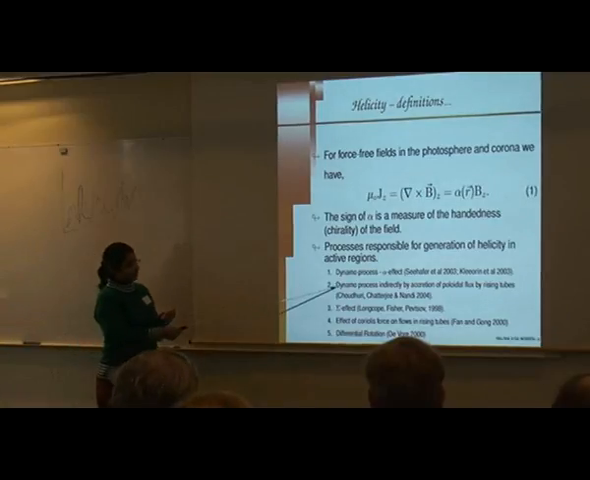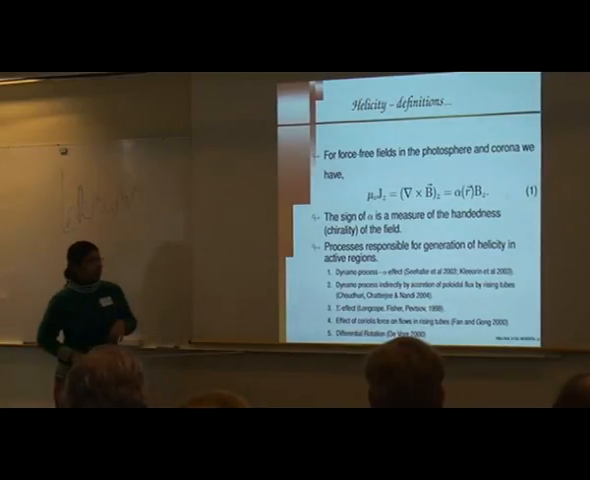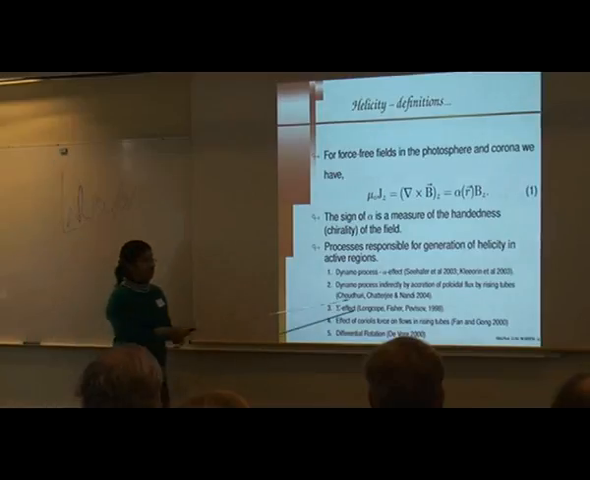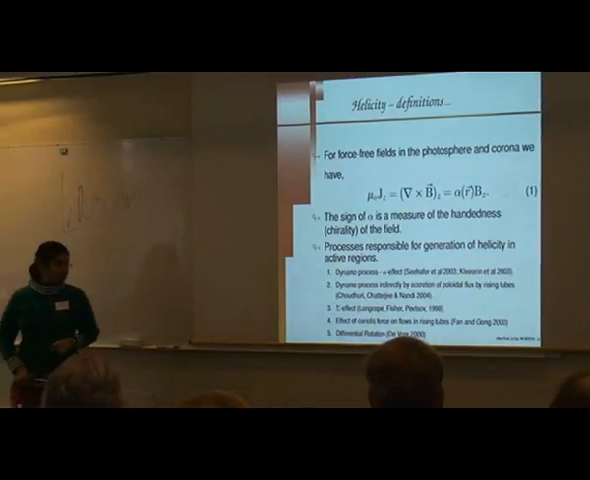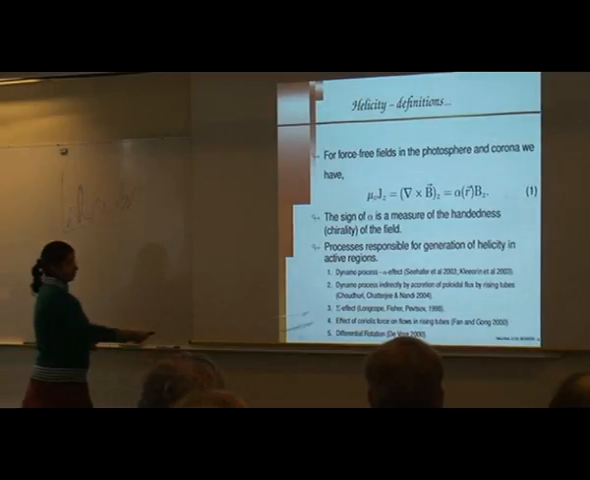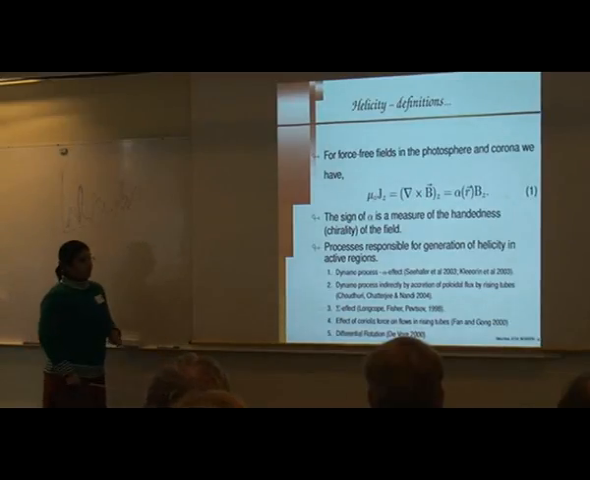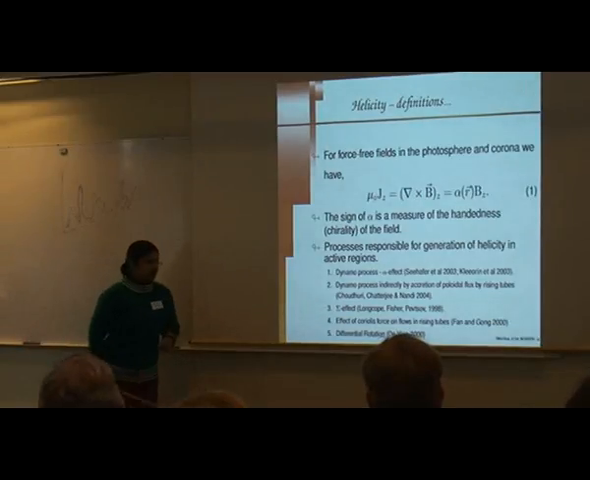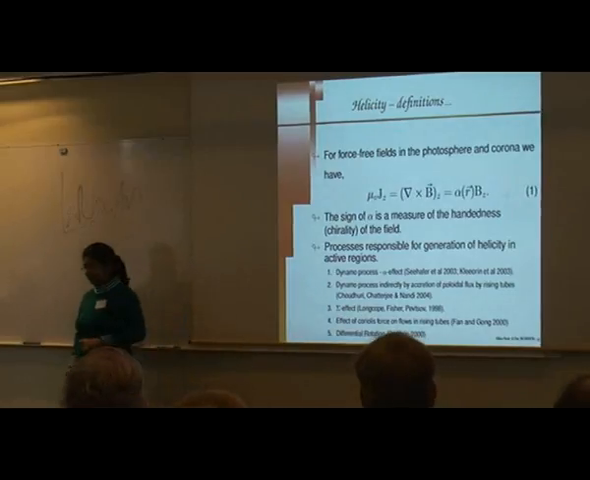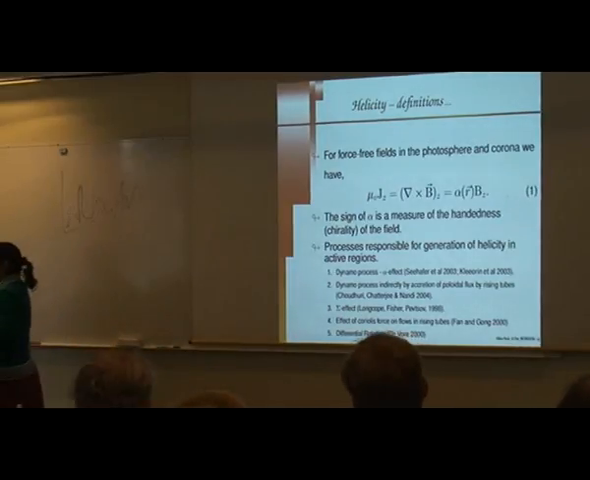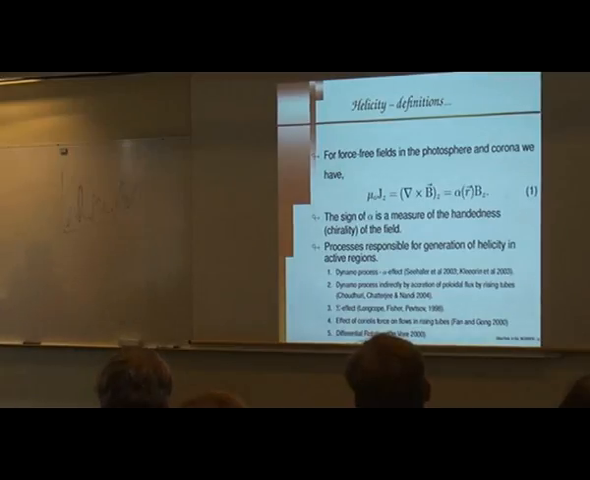And secondly, the dynamo process can indirectly also lead to helicity generation by accretion of poloidal flux by rising flux tubes. And this is the work I'm talking about right now. And then the third alternative is the sigma effect, which was proposed by Longcope, Fisher, and Pevtsov. In this case, the sunspots acquire helicity by interacting with the surrounding turbulence of the plasma.